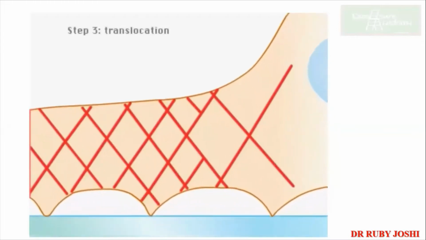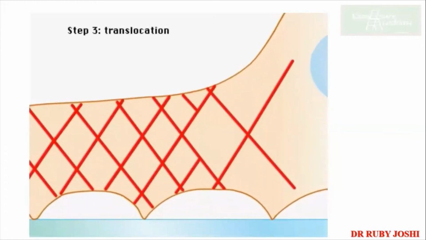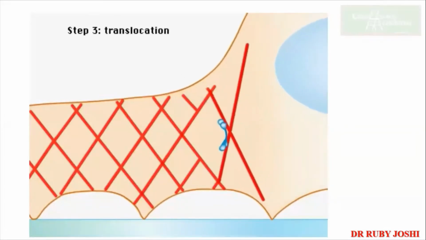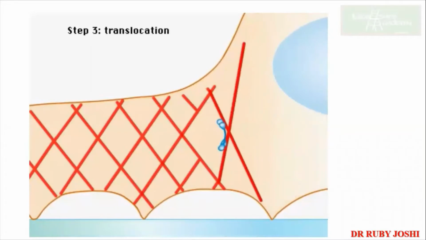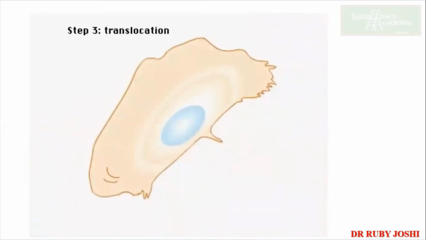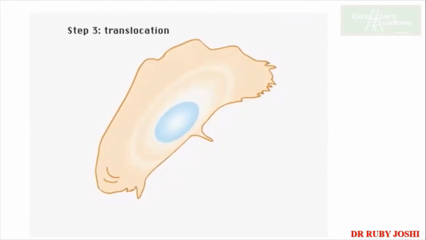The third stage is translocation of the cell body. This is accomplished by contraction of actin and myosin bundles at the lamellipod cell body border. After the cell body translocates, the back of the cell releases from adhesion sites and moves forward.